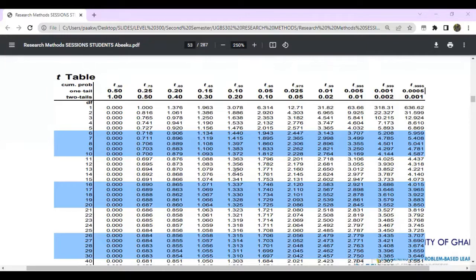Yes. Please, are we using the one-tail test or the two-tail test? This one is a two-tail test. So when you trace it, you use the two-tail. Yes, 0.10 then. We are looking for the number which is closer to 1.82. Come again, you said what? I said 10, 0.10.